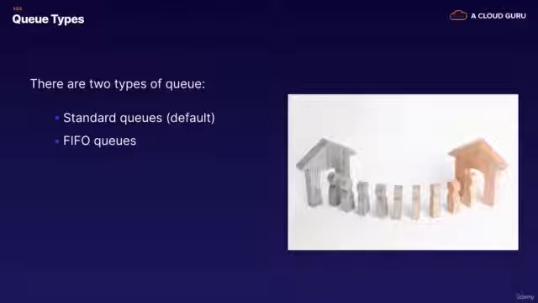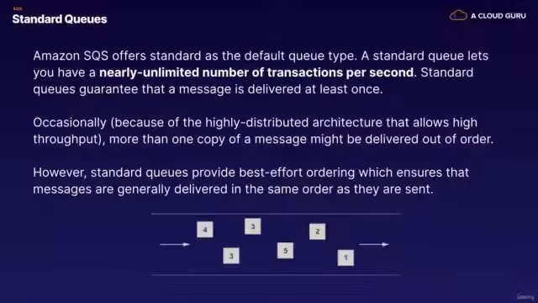And then we have our FIFO queues, our first in, first out queues. So standard queues are the default queue type. A standard queue lets you have a nearly unlimited number of transactions per second. Standard queues guarantee that a message is delivered at least once. Occasionally, because of the highly distributed architecture that allows the high throughput, more than one copy of the message might be delivered, and it might be delivered out of order.